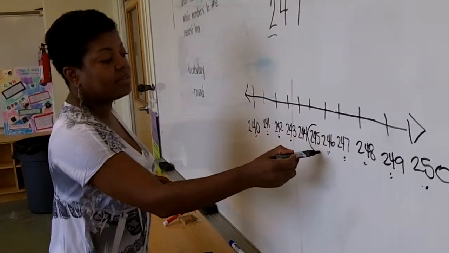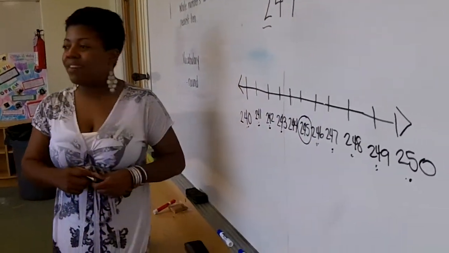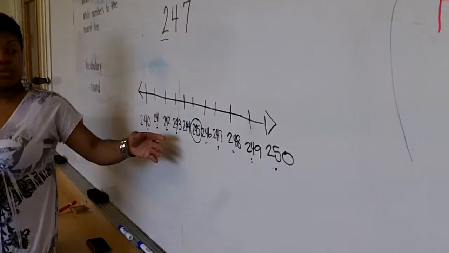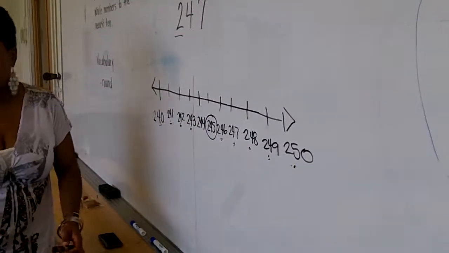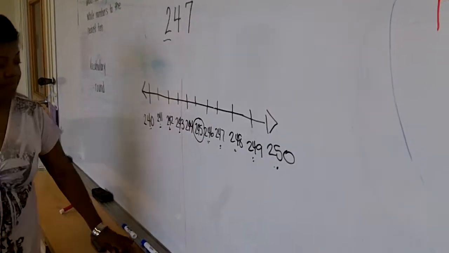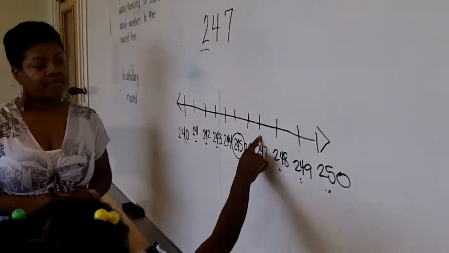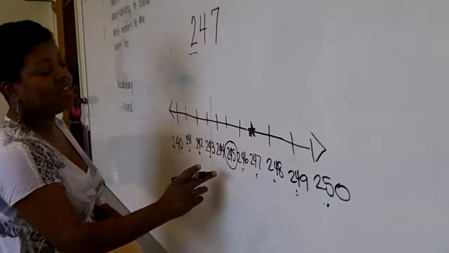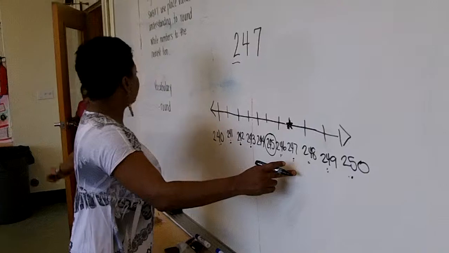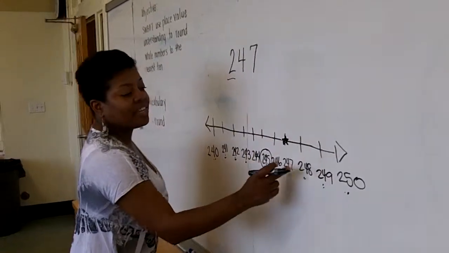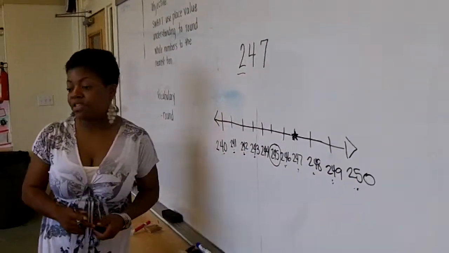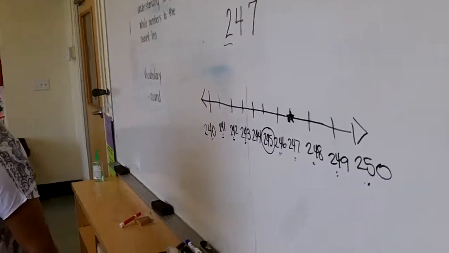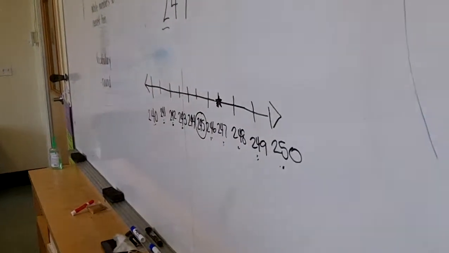So I'm going to circle that. Now, where would 247 be on this chart? Where's 247? Can you come and point to it for us? Good job. So I'm going to put a star here. That lets me know that because it is on this side of 245, 247 is closer to 250. So if I round 247 to the nearest 10, my answer is going to be 250.